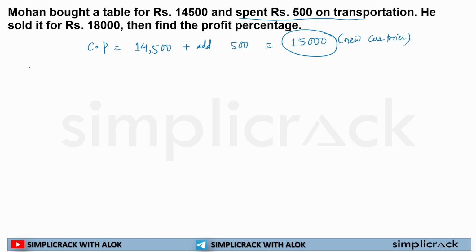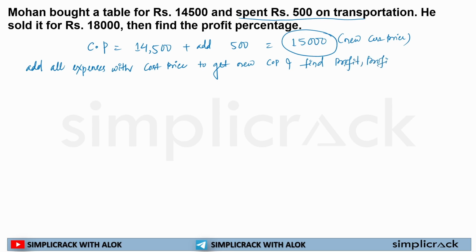We have to add all expenses with cost price to get the new cost price and find profit percentage. Okay. Now selling price is what?